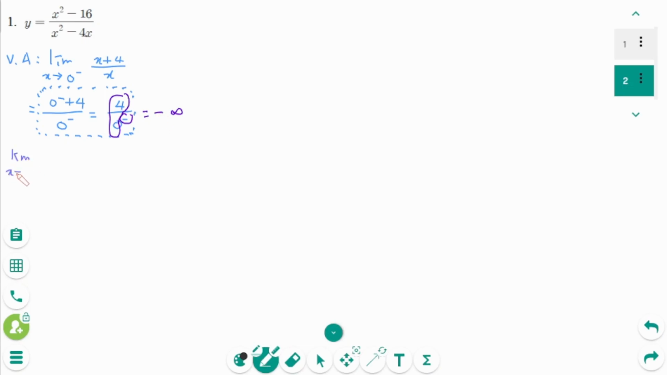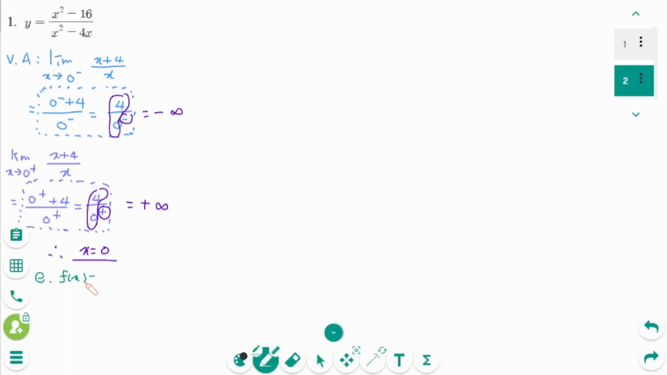And limit as x approaches 0 from the right side, x plus 4 over x equals 0 from the right side plus 4 over 0 from the right side equals 4 over 0 from the right side. This is only our thinking. Equals, this part is infinity and positive. So vertical asymptote is x equals 0.